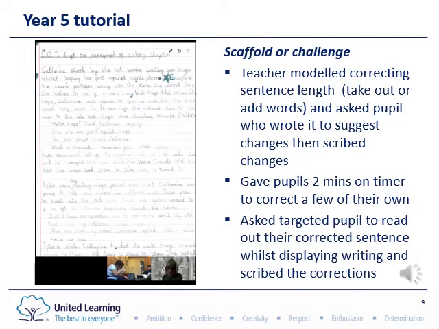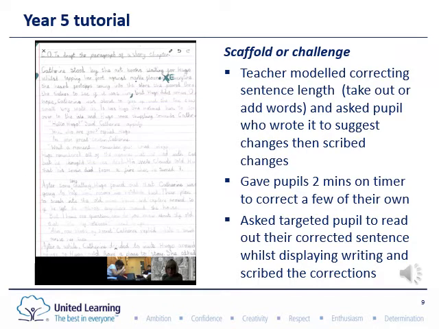Having developed a wish list of next steps in relation to grammar and punctuation, the teacher then modelled correcting sentence length, which is one of the areas for improvement, that the pupils had said that some of the sentences were too long, they needed punctuation, and so the teacher modelled correcting the sentence length and then asked the pupil who wrote it to suggest the changes to the next sentence, and then scribed the changes, so actually edited whilst the pupil told them what to do.